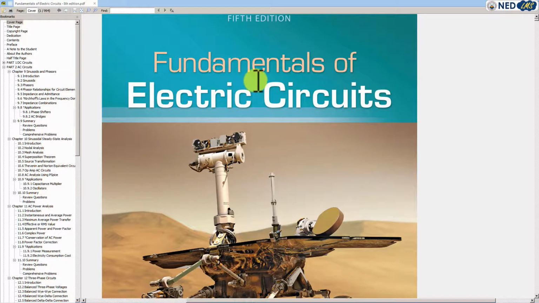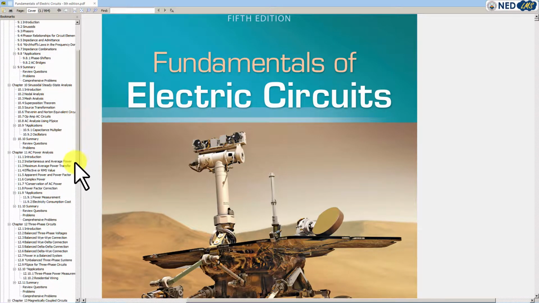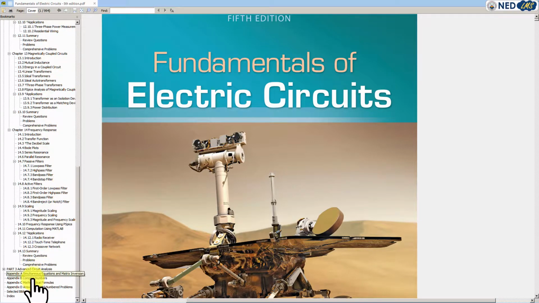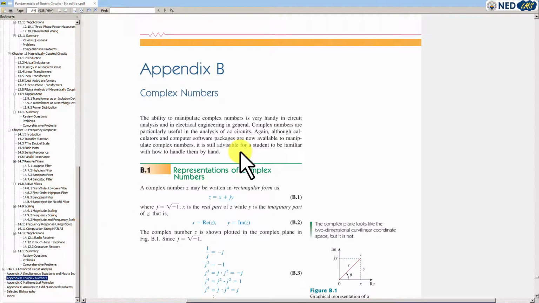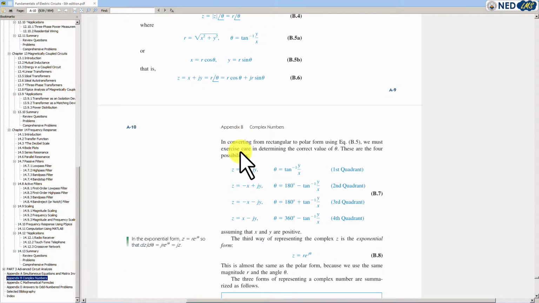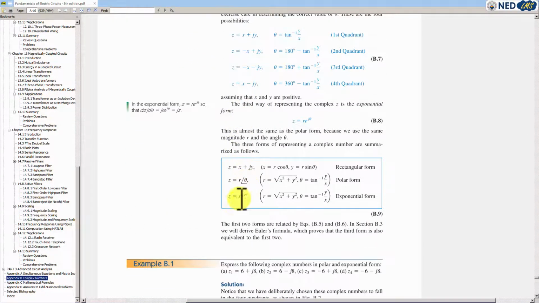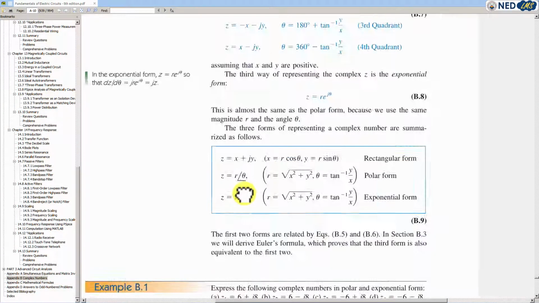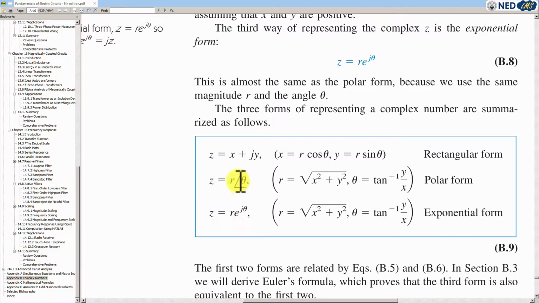which was posted to the class folder a long time ago, and take a look at the complex number appendix B. This is given in appendix B, and you have to go through it. Let me zoom in a little bit. This is exactly like this. These are the exponential form, and there are just two ways to represent a complex number in polar form. This one is given in the rectangular form.